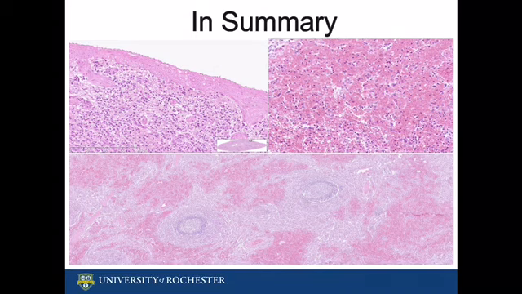White pulp consists of lymphoid cells that form para-arterial sheaths and lymphoid follicles that contain mostly B cells and also some T cells.